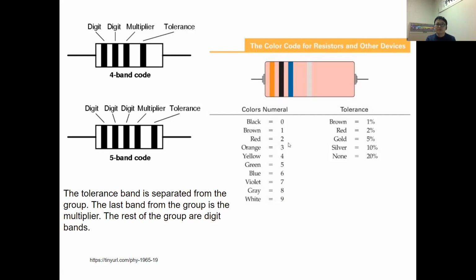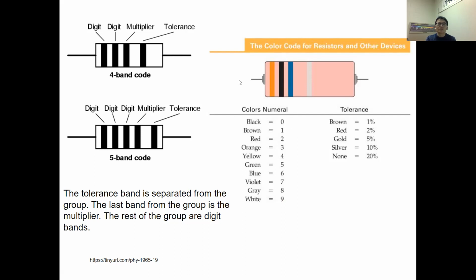The last one is the tolerance. So you look at the color of the last band, and then you look it up here. For this one, the gray or silver here is 10%. That means it's whatever these 3 give, plus or minus 10%.